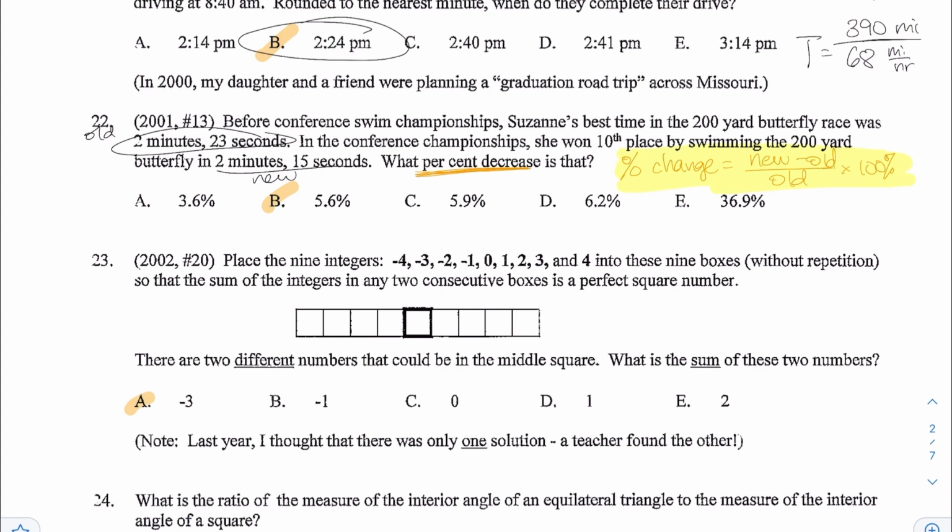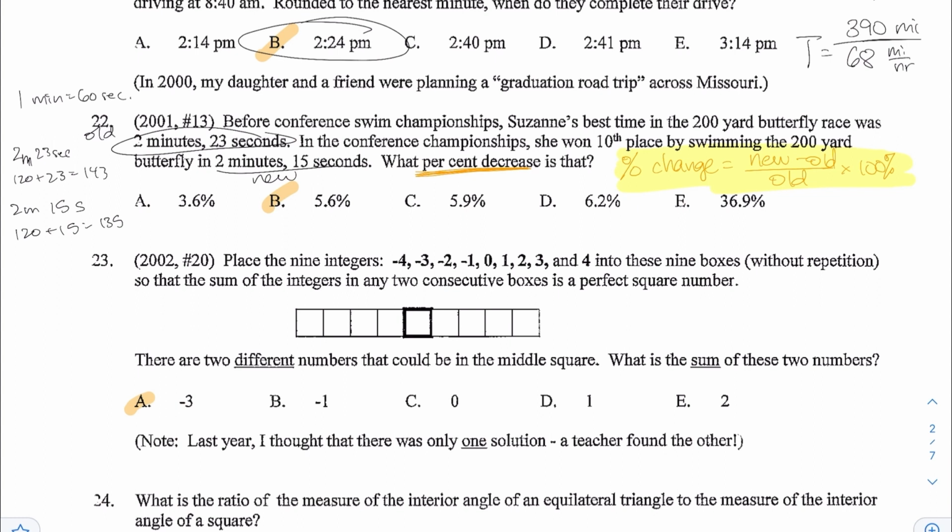So here it really helps if you convert everything into seconds, because if you have minutes and seconds, you can't really work with that time. So remember, 1 minute is 60 seconds. So 2 minutes 23 seconds would be 120 plus 23, or 143 seconds. And then 2 minutes 15 seconds is going to be 120 plus 15, which is 135 seconds.